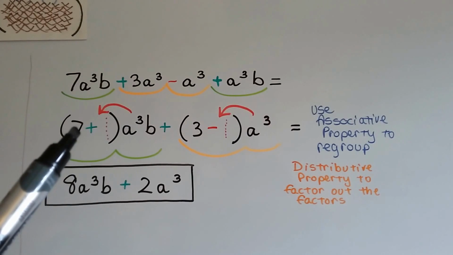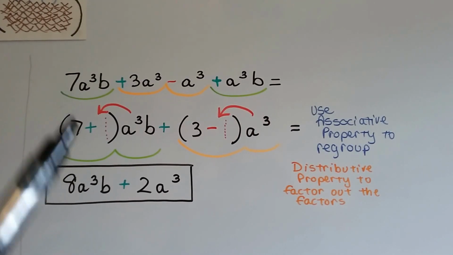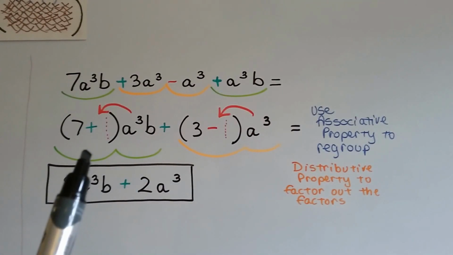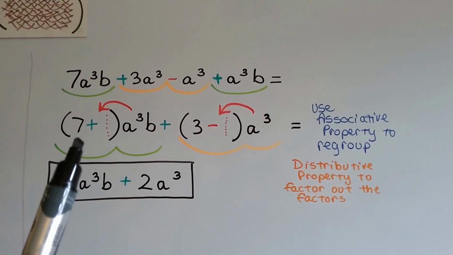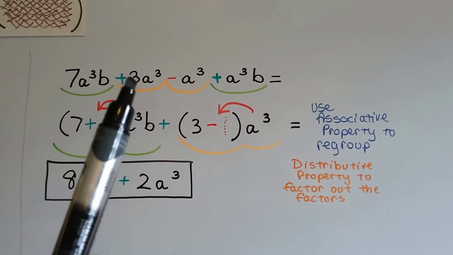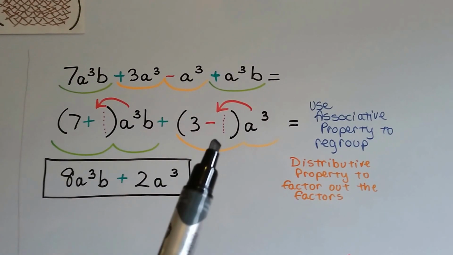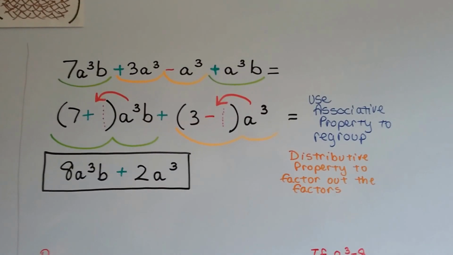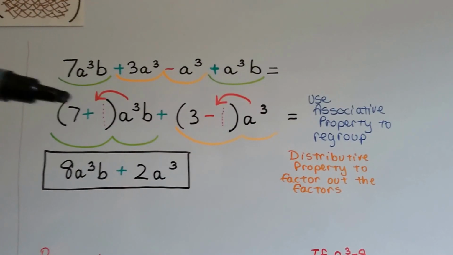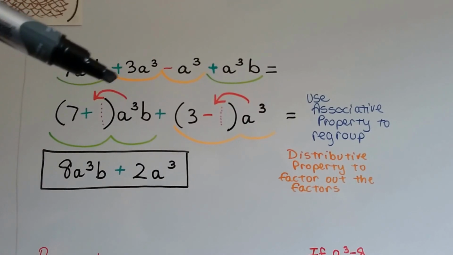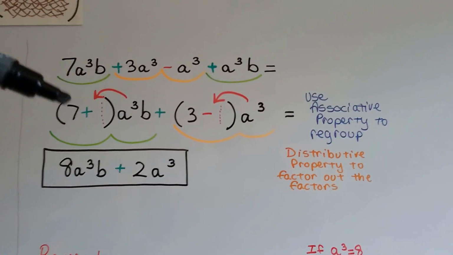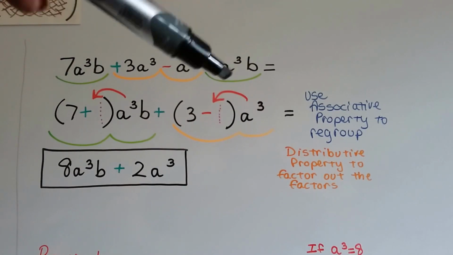And we get 7 plus 1. Here's the 7, and it's going to be plus that invisible 1 that's sitting in front of the a. And we're going to have a 3a to the 3rd minus 1, see? And using the distributive property, we can rewrite it like this, because the a to the third b can go to the 1 and it can go to the 7 to make it like this.